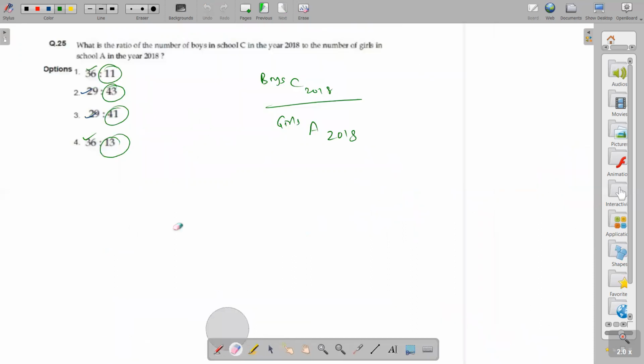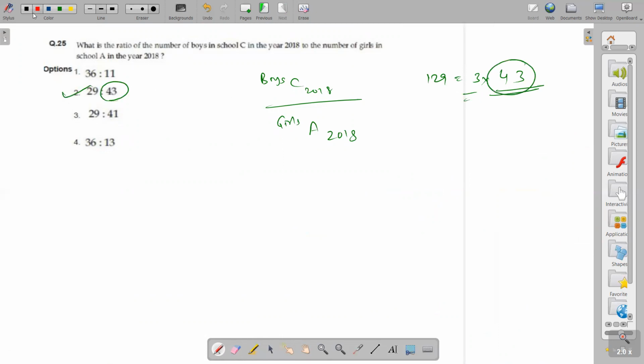So I erase this part. 129. First break this one into prime factors. 3 से divisible है. 3 4s are, 3 3s are. So the answer will be a multiple or a factor of 3 and 43. So this is the answer, 43. I will not solve any of this. All these are eliminated. So this is the total 25 questions of CMAT 2020.